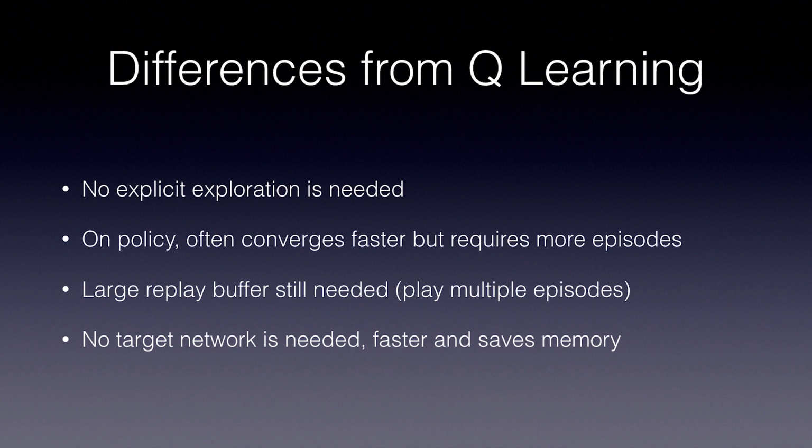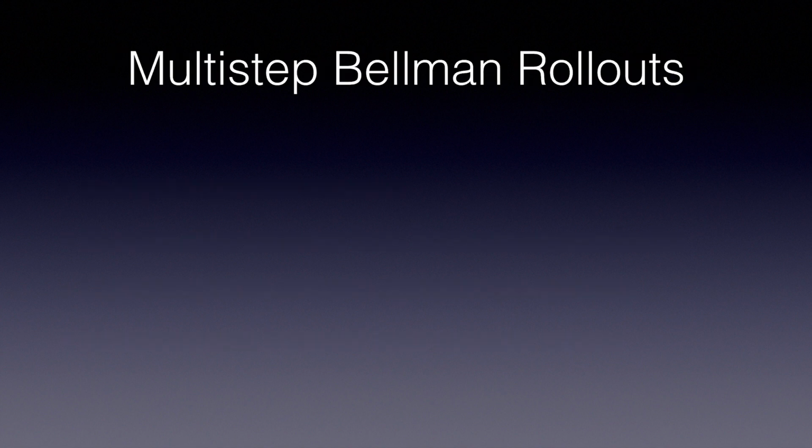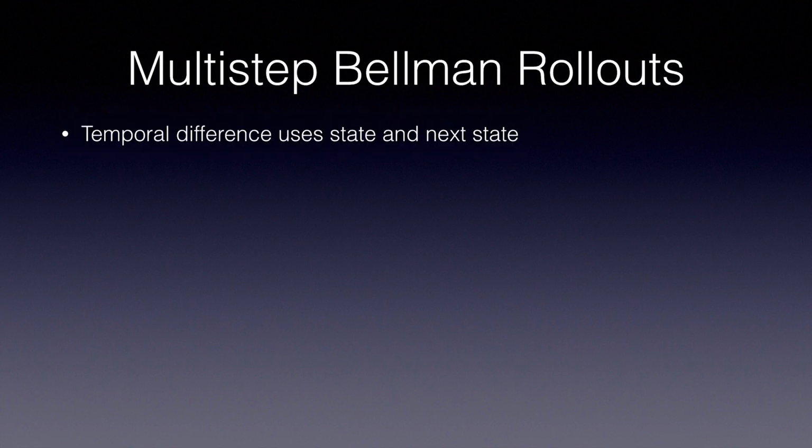Alright, now let's see how we can take the generic REINFORCE algorithm and kick it up a notch. The first thing we're going to look at are multi-step Bellman rollouts. If you recall, temporal difference learning traditionally uses two states, the current and the next. Training the network on longer rollouts can improve performance.